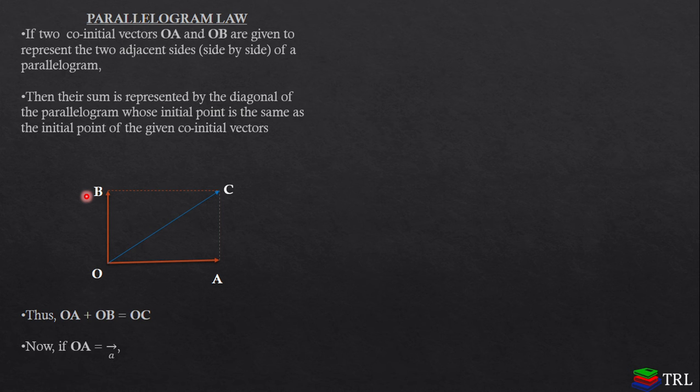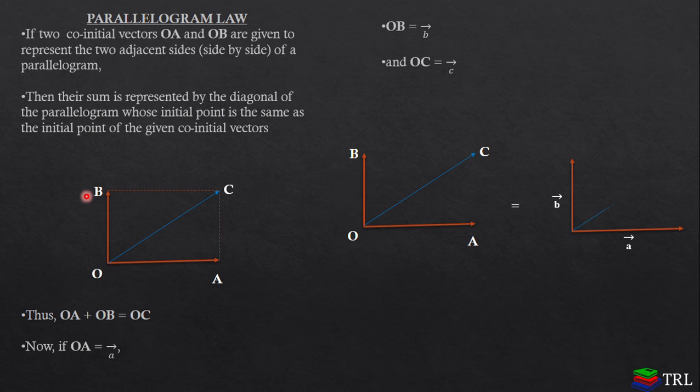Now, if vector OA equals vector A, vector OB equals vector B, and vector OC equals vector C, then we have that vector C equals vector A plus vector B. Right from here, if vector OA is vector A and vector OB is vector B, we have that vector OC equals vector OA plus OB, in this case giving us A plus B equals vector C.